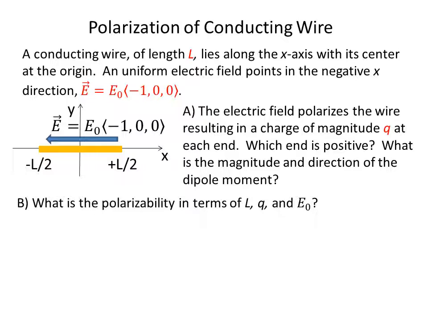What is the polarizability in terms of L, Q, and E0? Well, polarizability is defined in terms of the applied electric field: the applied field times the polarizability is equal to the dipole moment. So P is equal to alpha times E0. The applied electric field is E0, and the dipole moment is Q times L. So QL divided by E0 is equal to alpha.